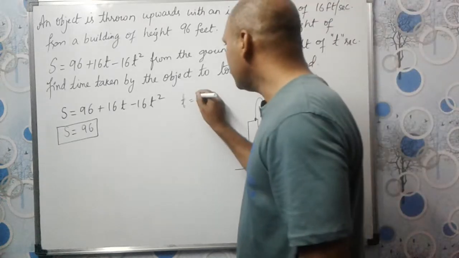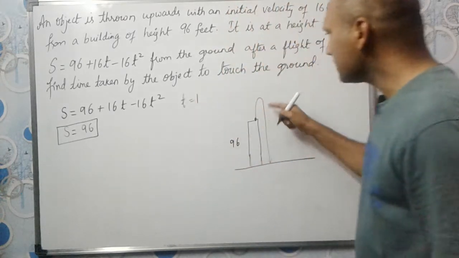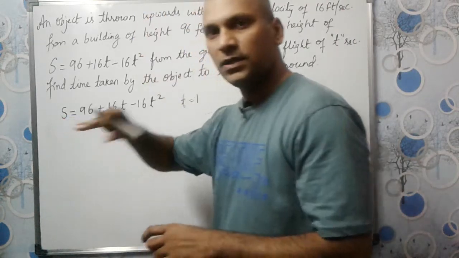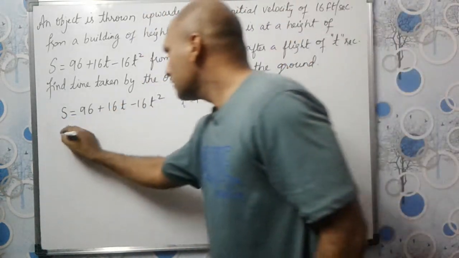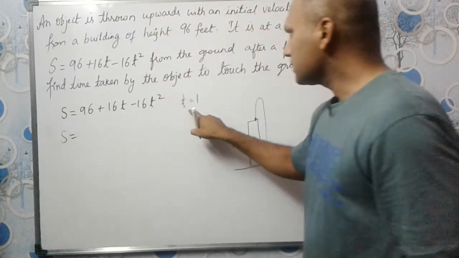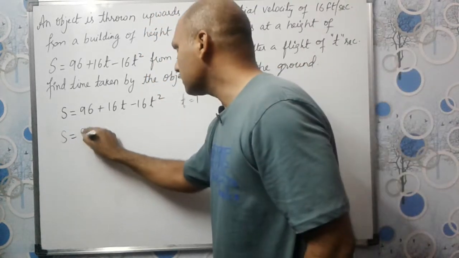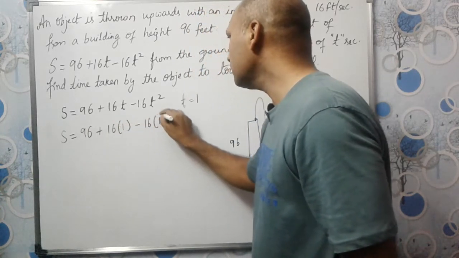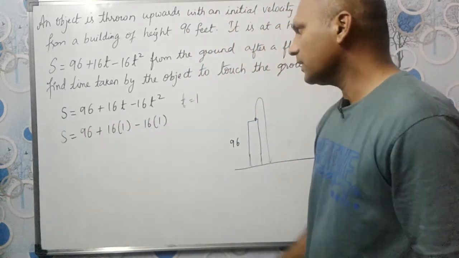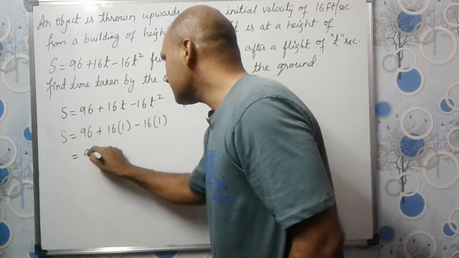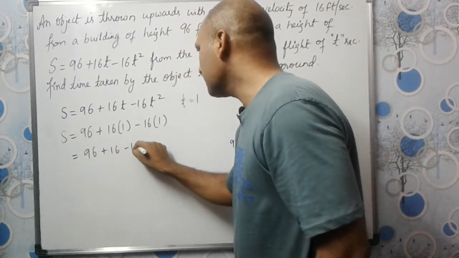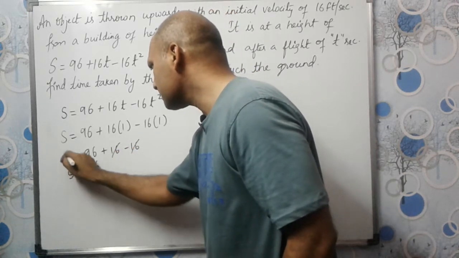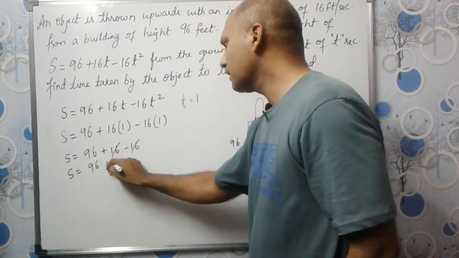So if you take t is equal to 1, that means after 1 second, where will be the ball? How high the ball will be from the ground? So for that we need to substitute t is equal to 1. So this is 96 plus 16 into 1 minus 16 into 1. Okay. So this is 96 plus 16 minus 16. So 16 minus 16 is 0. So again we have 96 feet above the ground.